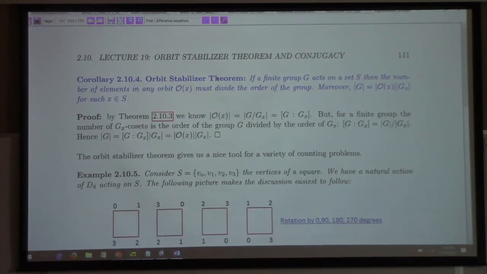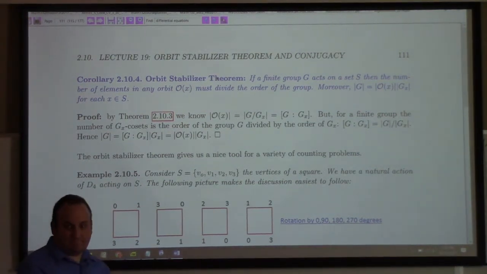Actually, the corollary is the orbit stabilizer theorem, which is that if a finite group G acts on a set, then the number of elements in any orbit must divide the order of the group. What? Check that out. If a finite group G acts on a set S, then the number of elements in any orbit must divide the order of the group. So if I have a group of order 20 and it acts on a set, what are the possible sizes of orbits?